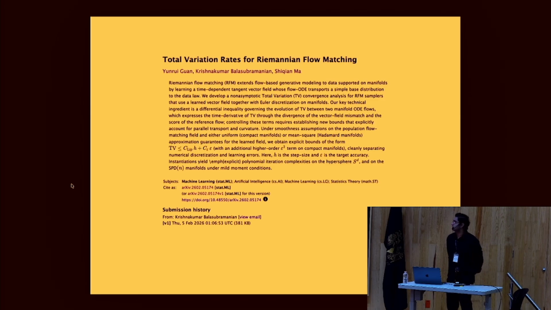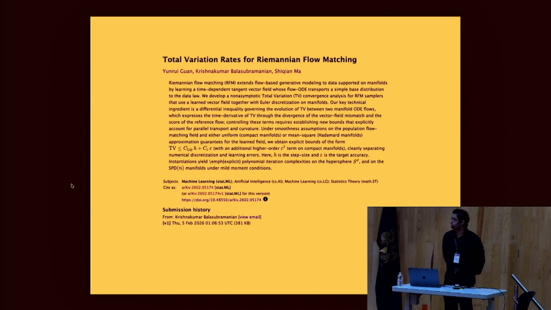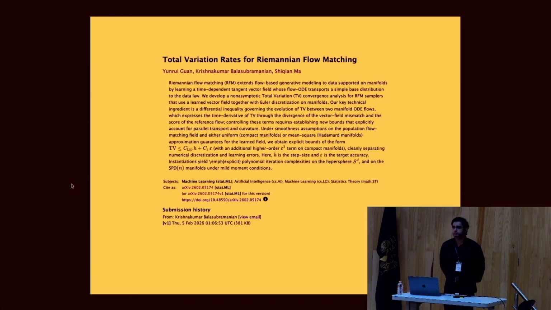It's a joint work with Yunri Guan, who's a PhD student at Rice University, and Shiqian Ma, who's a professor at Rice University, who was a former collaborator and colleague at Davis.